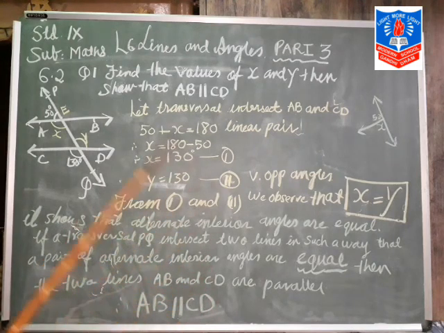Clear, children? Here you can take 50 and x, so 180 minus 50 is 130. This is 130 and y is also 130. So x equals y.